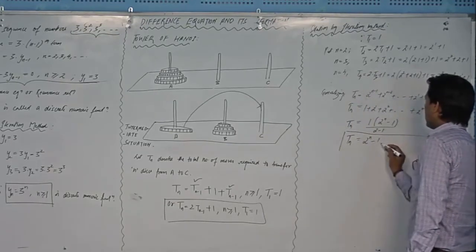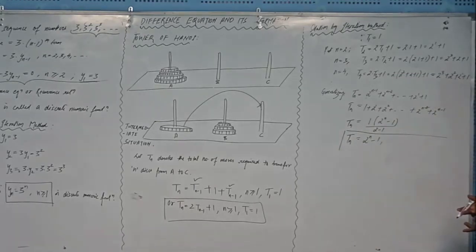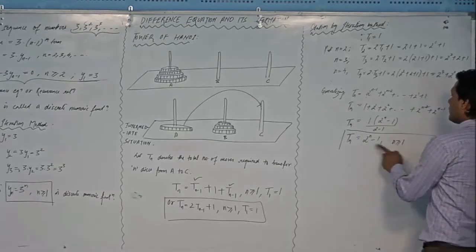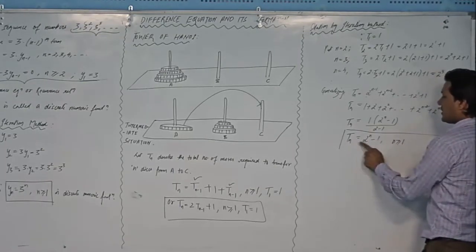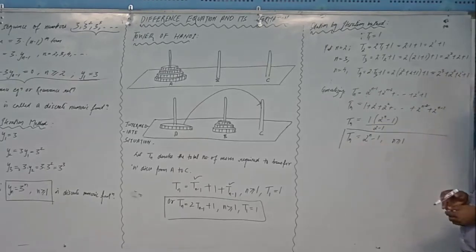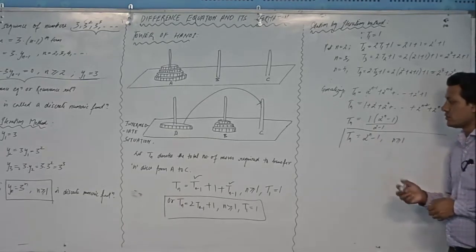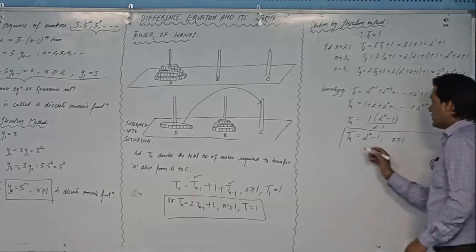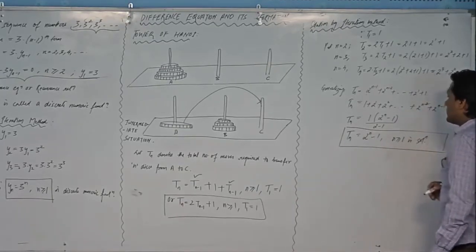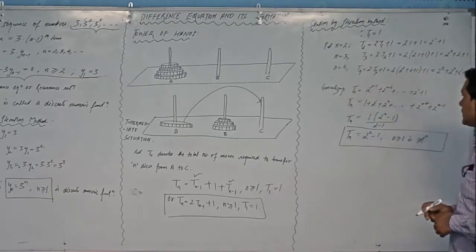And you can see that this solution is defined for all values of n greater than or equal to 1. You can always put 1 here. If you put 1 here, you will get 2 to the power 1 minus 1, that will give you 1. It means that for one disk available at A, only one move is required. That is absolutely true, right? This is the solution, and this is a discrete numeric function corresponding to this difference equation, right?